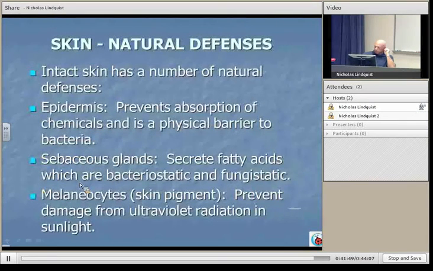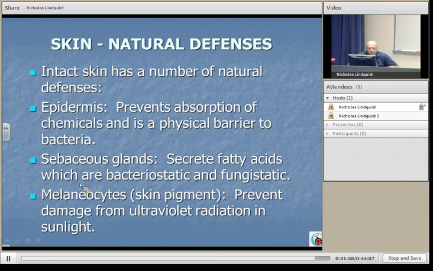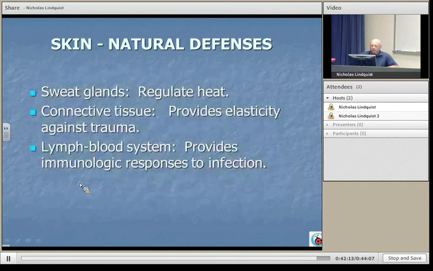As we mentioned, intact skin is a natural body defense. The epidermis prevents absorption and is a physical barrier to bacteria. Sebaceous glands will ward off bacterial and fungal hazards, and skin pigments will help prevent ultraviolet radiation damage. Sweat glands regulate the heat. Connective tissue provides elasticity to help us prevent against trauma. And then in our blood system, we have the lymphatic system, which is our immunological response to protect us against infection.